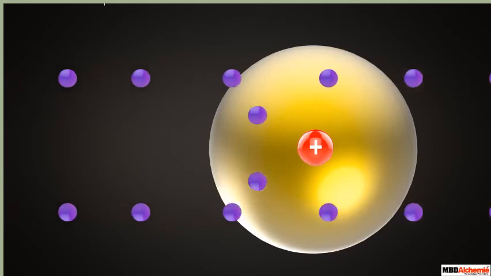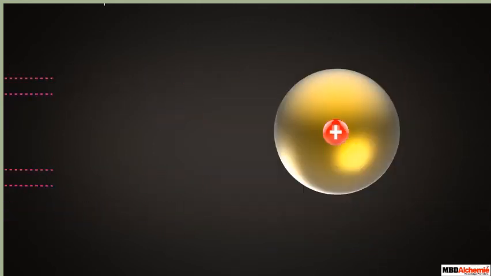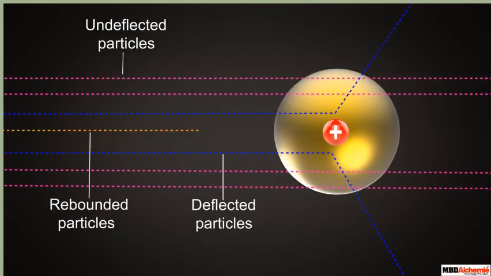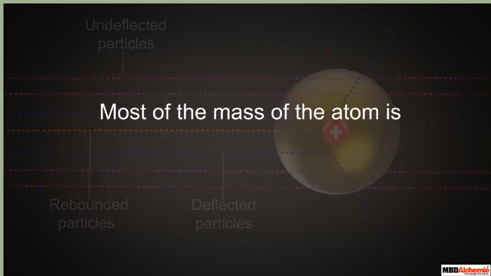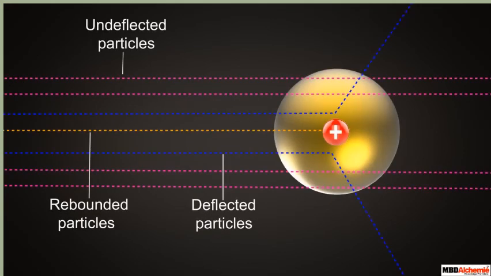Rutherford named this positive center of the atom as a nucleus. Looking at the proportion of the particles undeflected, deflected, and rebounded, and based upon some calculations, Rutherford concluded that most of the mass of an atom is concentrated in its nucleus. Based on all these conclusions, Rutherford suggested an atomic model which was known as the nuclear model of atom.